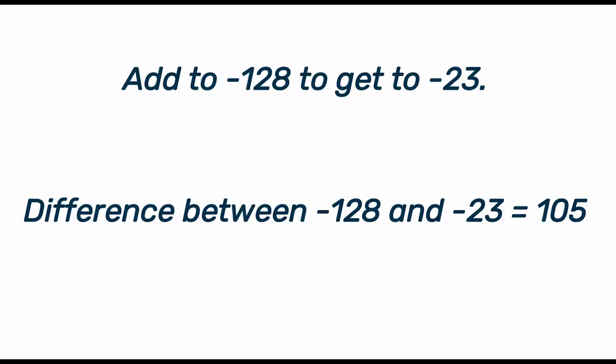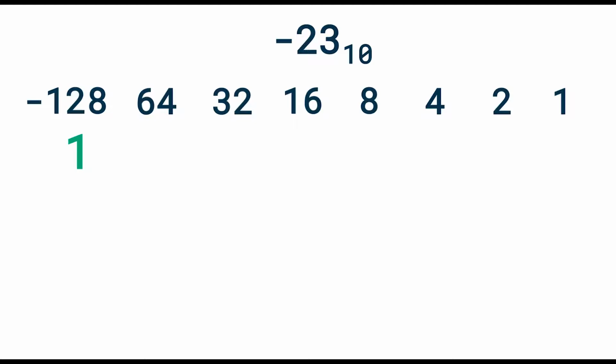Now we need to add to minus 128 to get to minus 23. The difference between minus 128 and minus 23 is 105. So using the 64, 32, 16, 8, 4, 2 and 1 columns, we need to make 105, since minus 128 plus 105 will give us minus 23. The outstanding 105 can be made through 64, 32, 8, and 1.